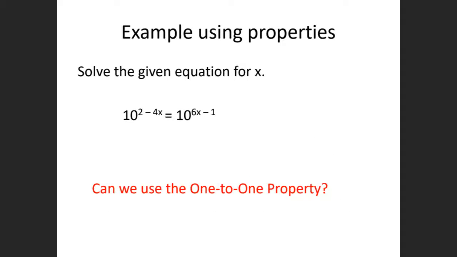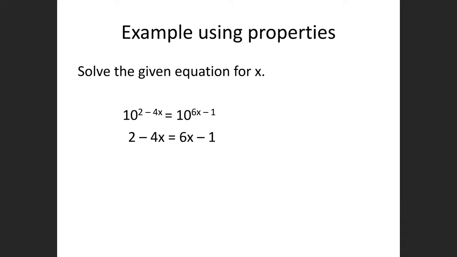So let's put it to use. Let's solve this equation: 10 to the power 2 minus 4x is equal to 10 to the power 6x minus 1. Can we use the one-to-one property? The answer is yes, because I have two exponential expressions that have the same base. Because they have the same base, for these two expressions to be equal, their exponents have to be equal.